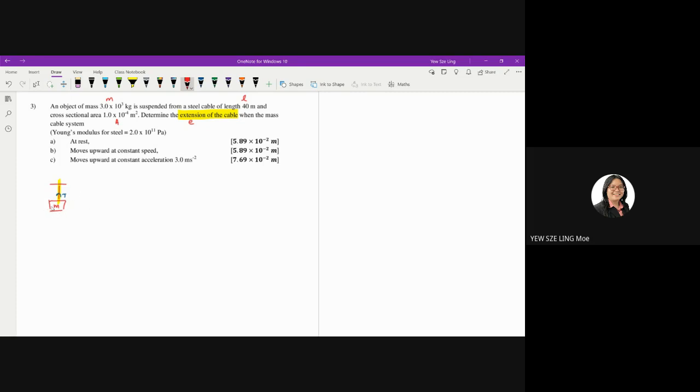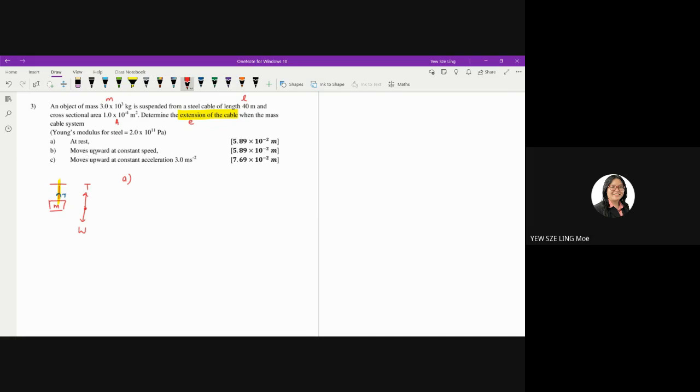Okay, so object M, it comes with a mass. So whenever you have a mass, then that comes with a weight. Okay, and then there's a tension that is going upwards. Question a, okay, question a. Now your object is at rest.